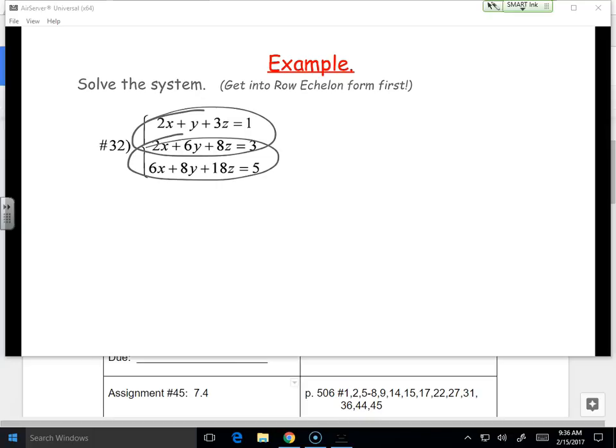Link the first two, take them off to the side. Get rid of the x terms. Link the second two, take them off to the side. Get rid of the x terms. Link the results. Get rid of the y terms. Back substitute in your stair step.